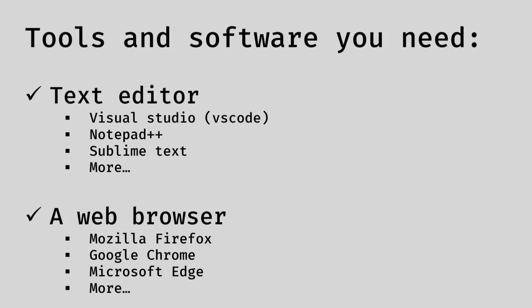Okay, so the basic tools you need to get started with HTML are a text editor and a web browser. Now we are going to create our HTML document with a text editor. The main use of a text editor is for editing text, and since HTML is like raw text, we are going to write that in a text editor.